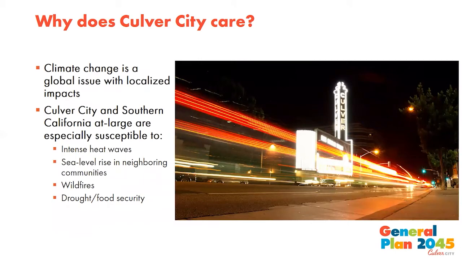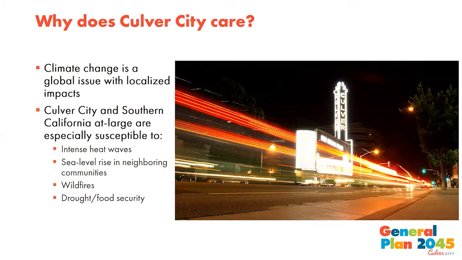So how will climate change affect Culver City? While climate change is a global issue, there are localized impacts for Culver City and the surrounding area. Climate change can lead to intense heat waves, especially in highly urbanized areas such as the city, and it could also lead to sea level rise that inundates neighboring communities such as Venice, Marina del Rey, and Santa Monica.